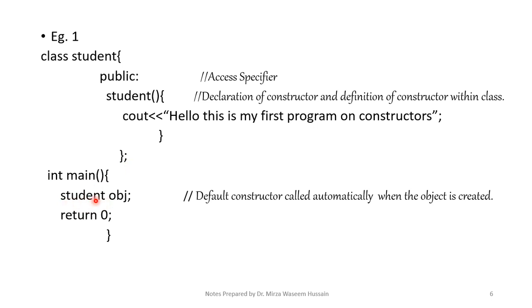Here we are creating an object of type student. This is a default constructor that is called automatically when the object is created.